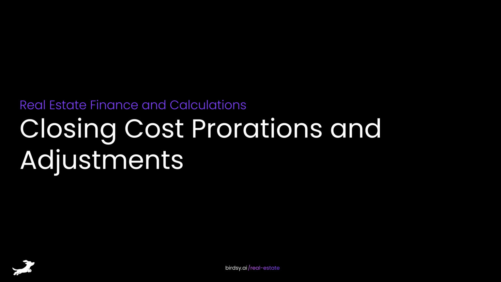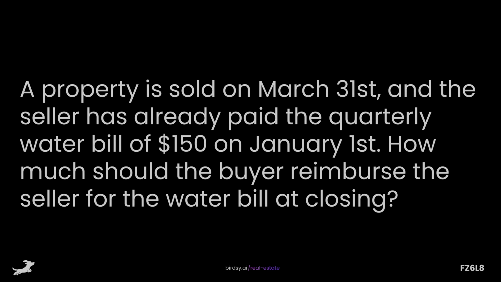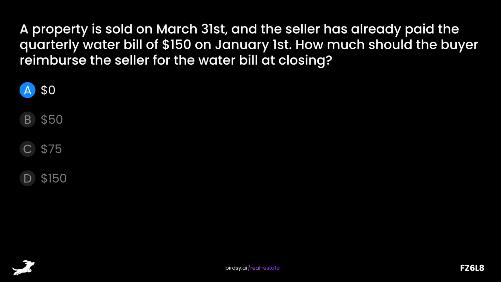Closing cost prorations and adjustments. A property is sold on March 31st, and the seller has already paid the quarterly water bill of $150 on January 1st. How much should the buyer reimburse the seller for the water bill at closing? Is it A, $0, B, $50, C, $75, or D, $150? The answer is B, $50.